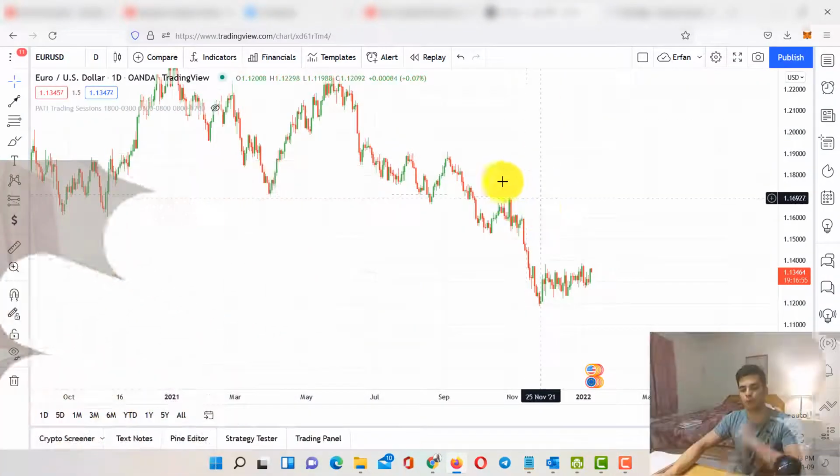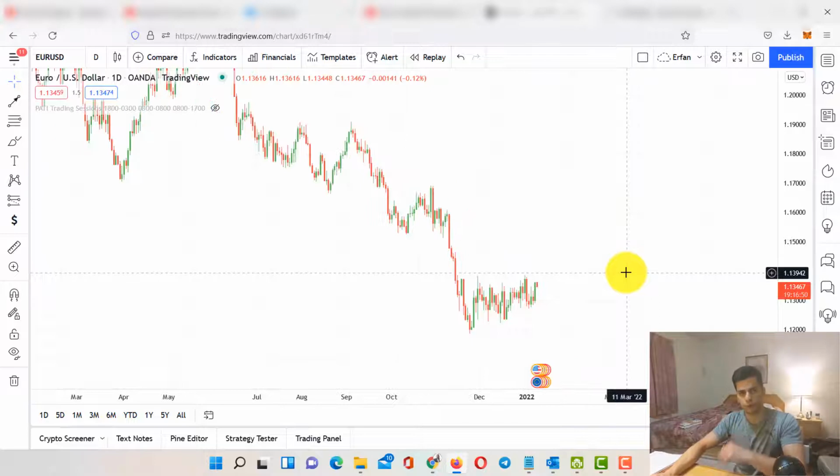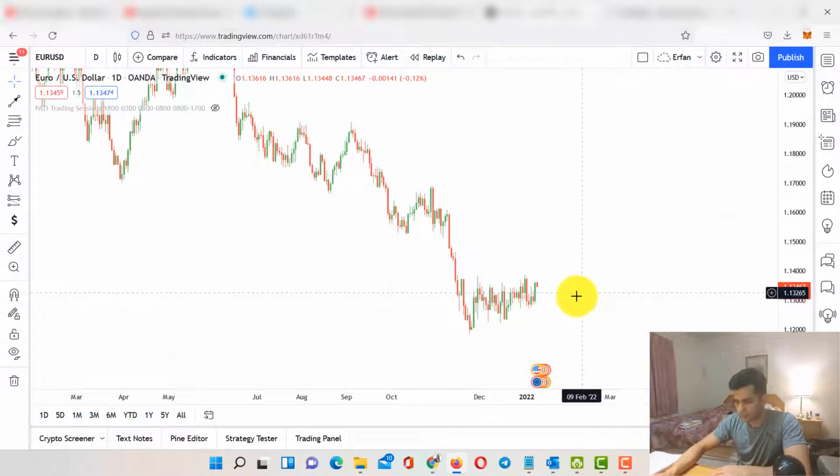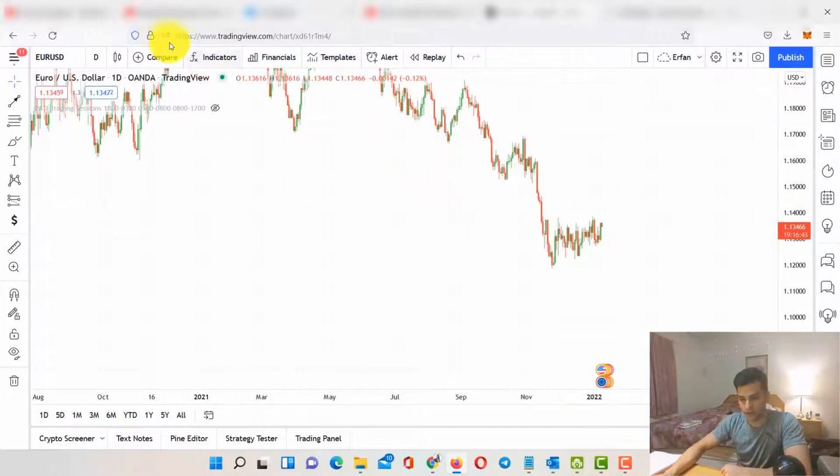Right now, I'm going to start with EUR/USD. Today is January 9th. The market has already been open for almost 5-6 hours, but it's still fluctuating, so we haven't missed anything right now.